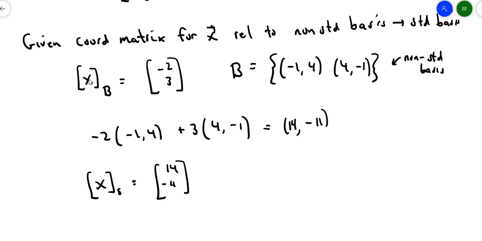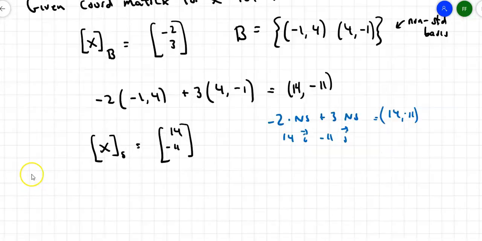So -2 times the non-standard basis plus 3 times the non-standard basis gives me 14, -11. That's the equivalent of multiplying 14 times the standard basis minus 11 times the standard basis. All right, so I'm going sort of back and forth. Let's talk about this in more general terms.